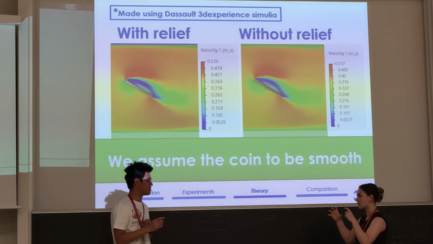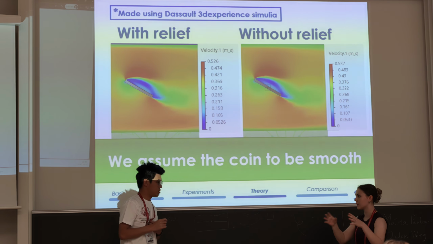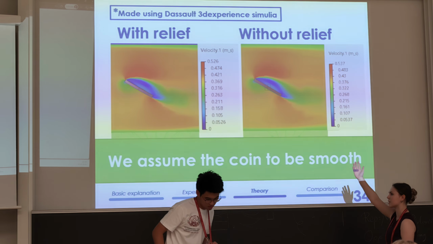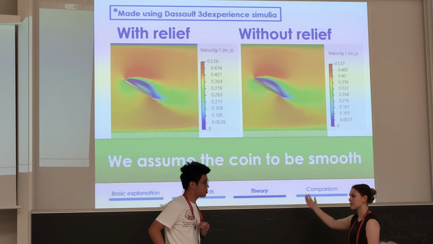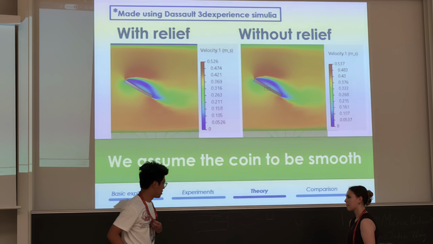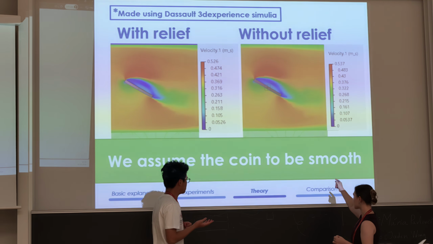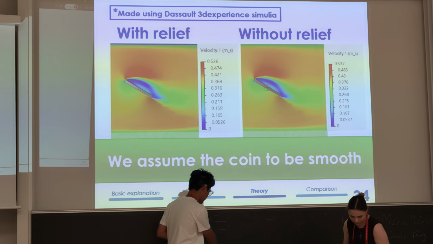So my numerical simulation is actually using the equations that I showed, because it uses some simplified Navier-Stokes. It's like a program. But this is just for the assumption that the coin is smooth. But back to the problem, right?